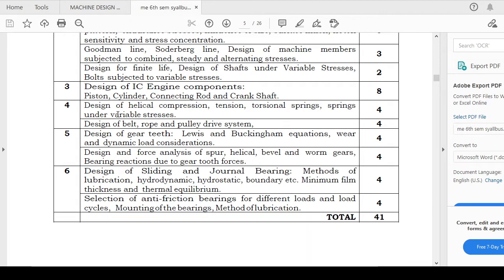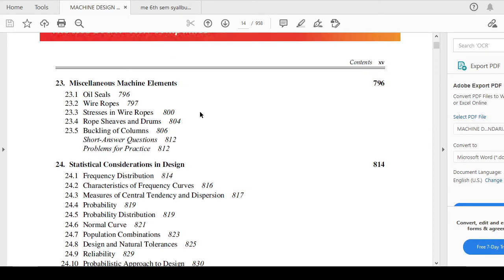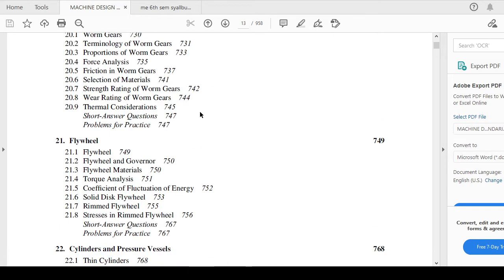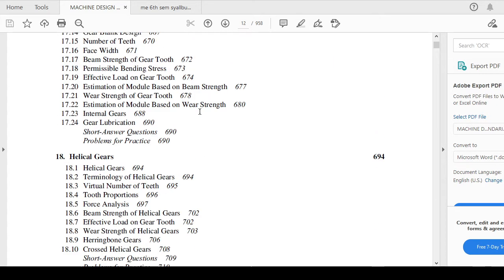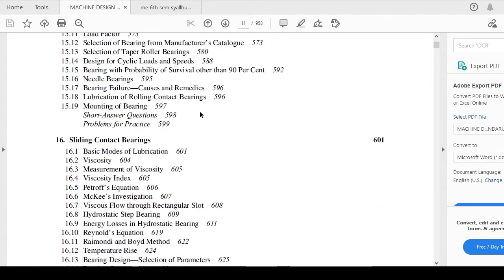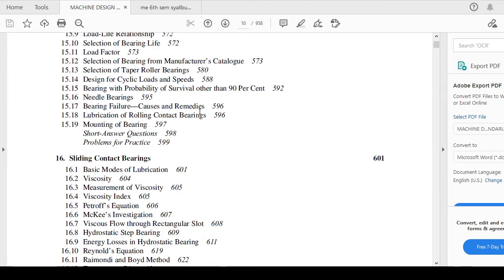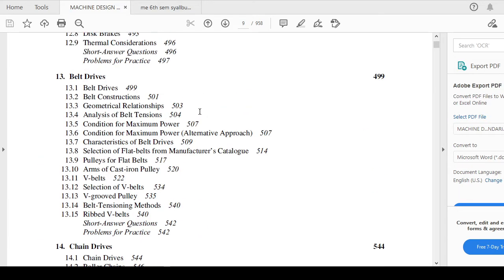Next is your helical compression, tension and different kinds of springs, and design of belt, rope and pulley. For this you may refer to these chapters. I will just name the chapters so that whenever you want to study, you can go through and refer to these particular topics. Let me just scroll this book.